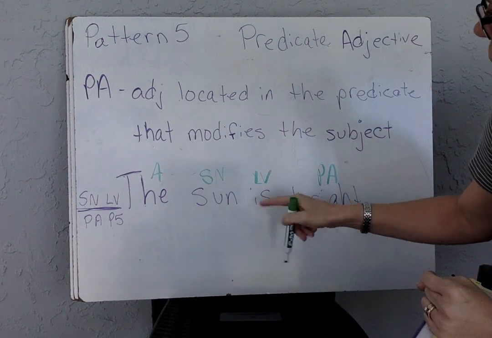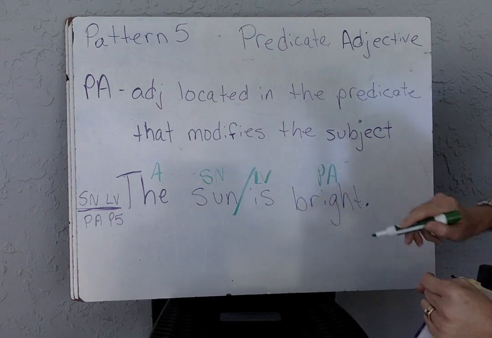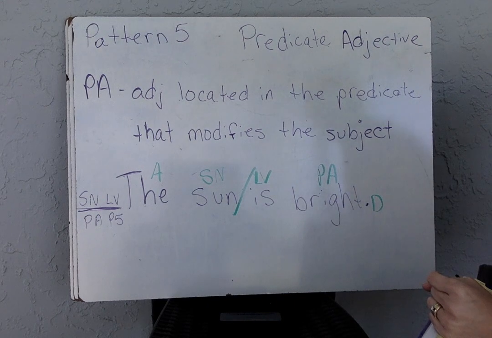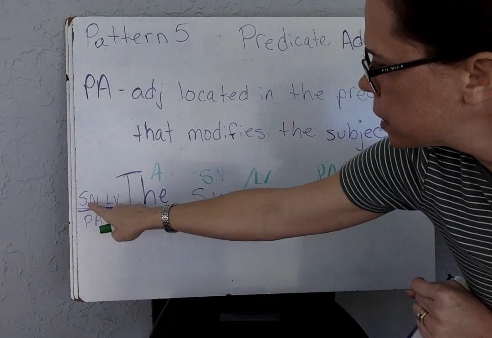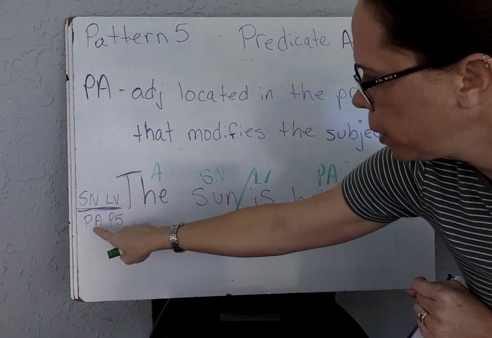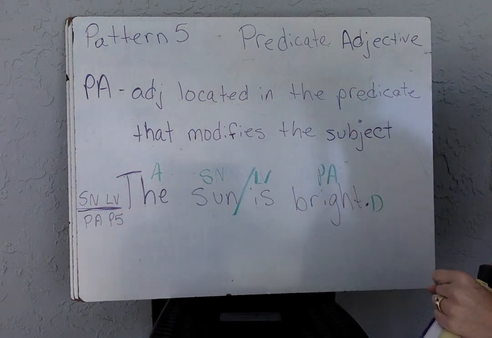Go back to the verb. Divide the complete subject from the complete predicate. This is a declarative sentence. My pattern label, subject noun, linking verb, predicate adjective, pattern 5.